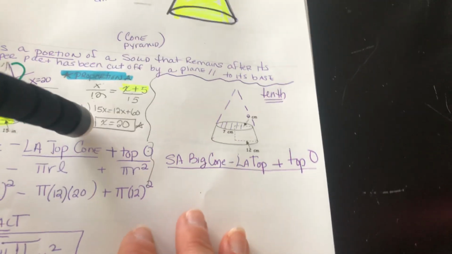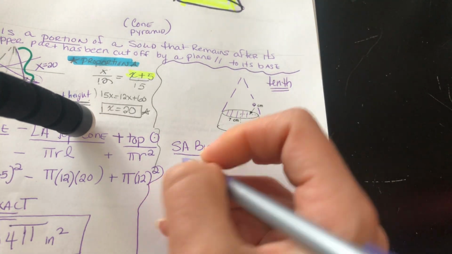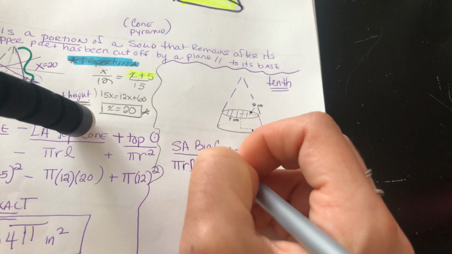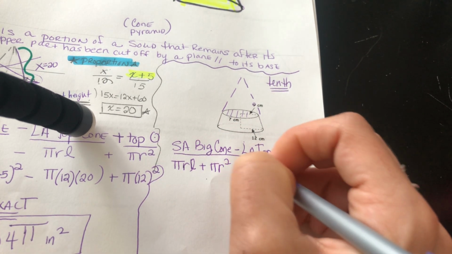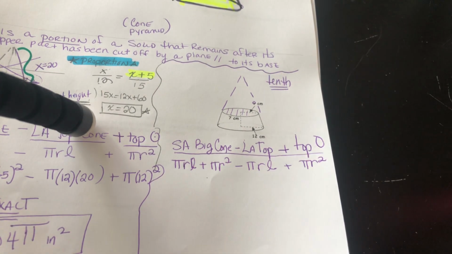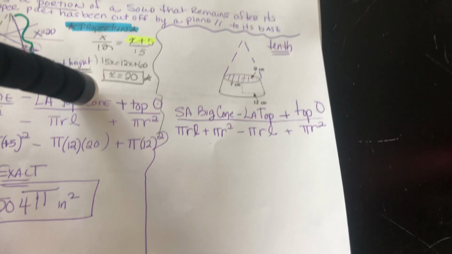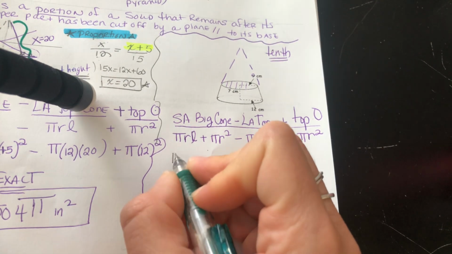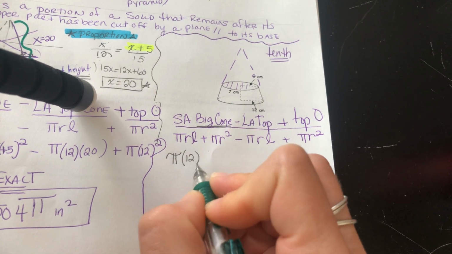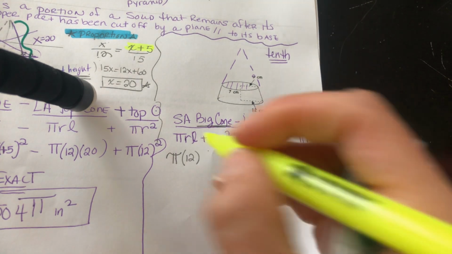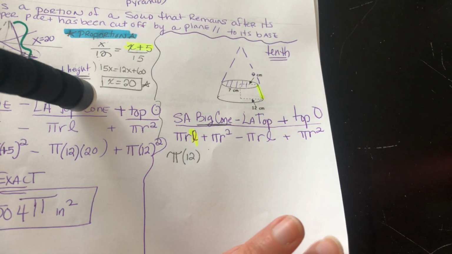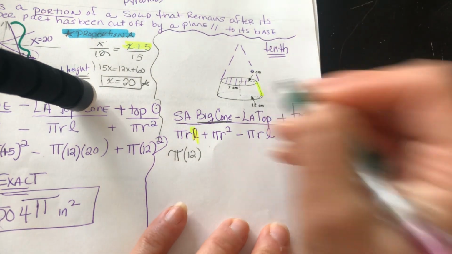All right, let's put our formulas in there. And again, it's just really helpful to guide you. So pi r L plus pi r squared minus pi r L plus pi r squared. And now we're putting in our numbers. Let's see what we have in this problem. So we have pi. The radius of the big is 12. Now L is my slant height. That's the challenge in this problem because that is my slant height. The 7 in this problem is your altitude.